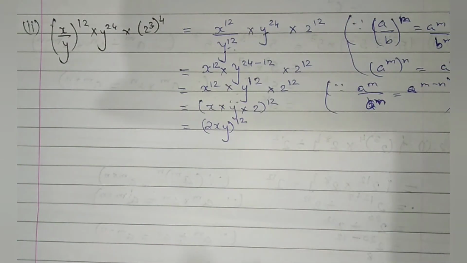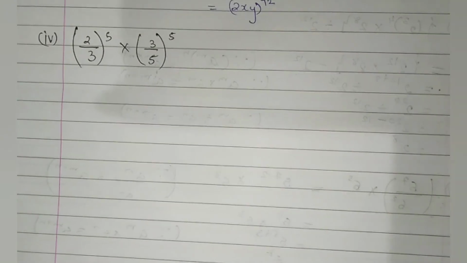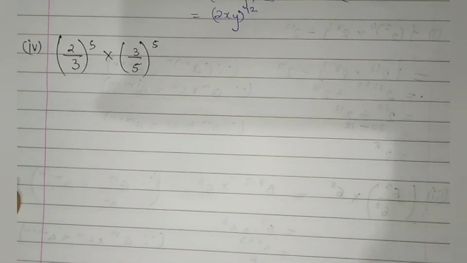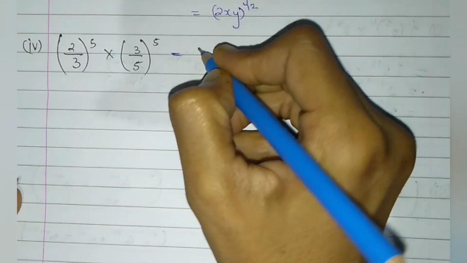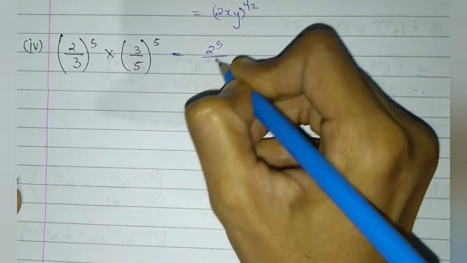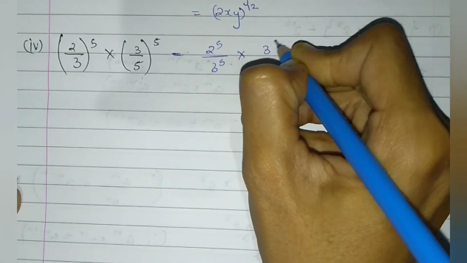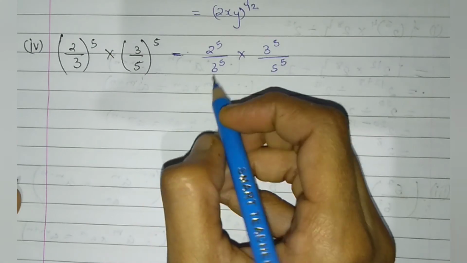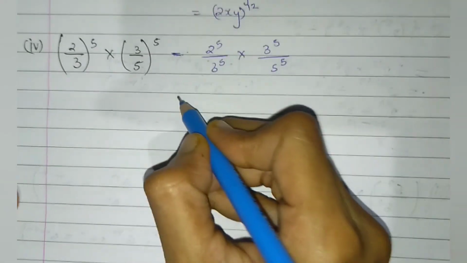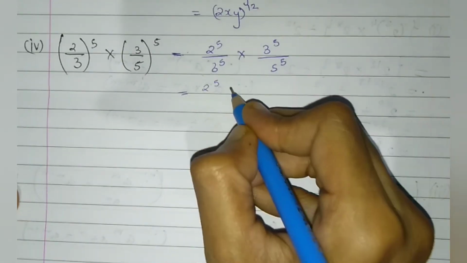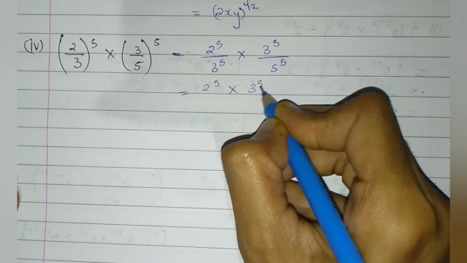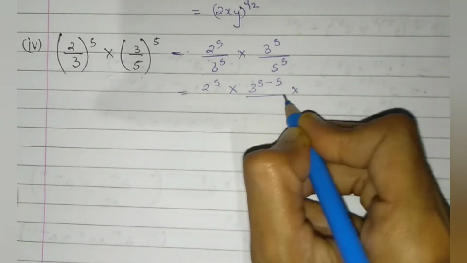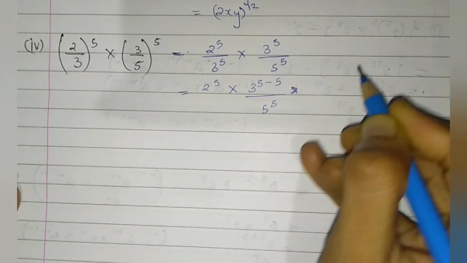Okay. Now fourth one, 2 upon 3 whole raised to 5 into 3 upon 5 whole raised to 5. So equal to 2 raised to 5 upon 3 raised to 5 multiplied by 3 raised to 5 upon 5 raised to 5. Okay, what we can do? This 3 we can subtract. So 2 raised to 5 multiplied by 3 raised to 5 minus 5, because it is in division, upon 5 raised to 5.